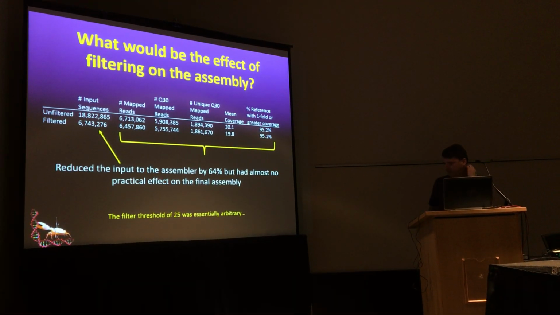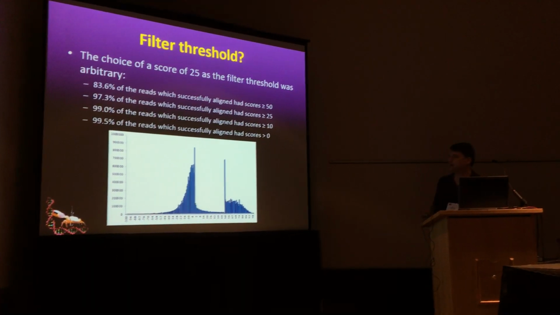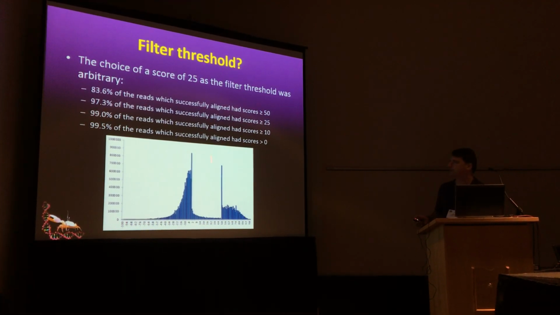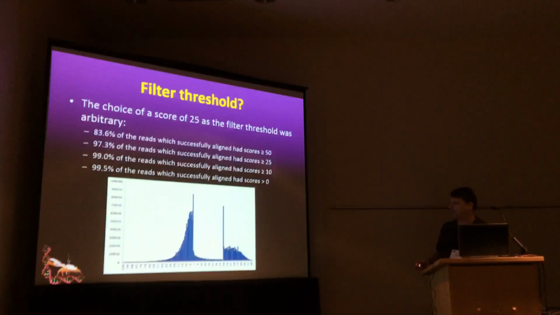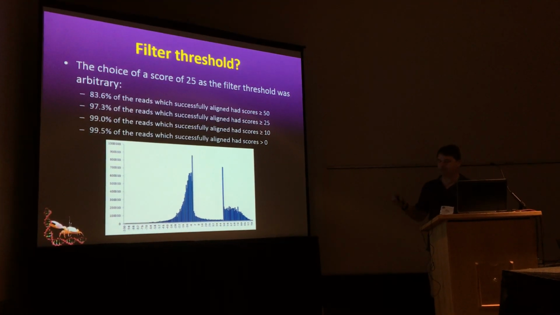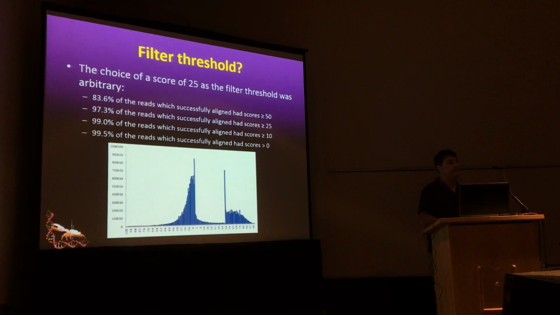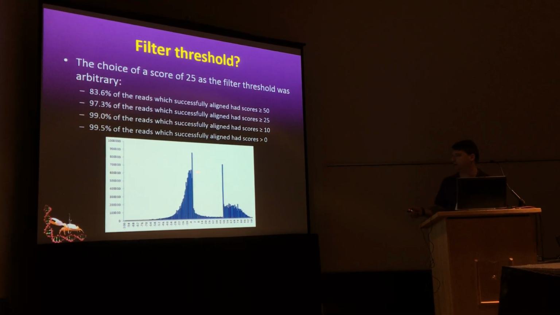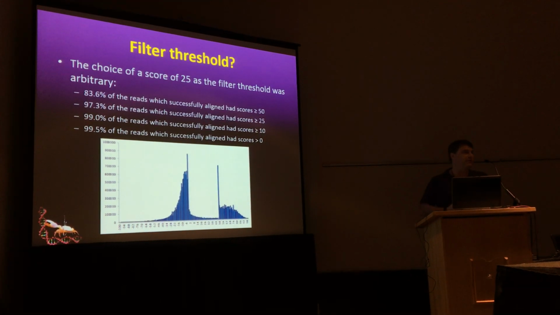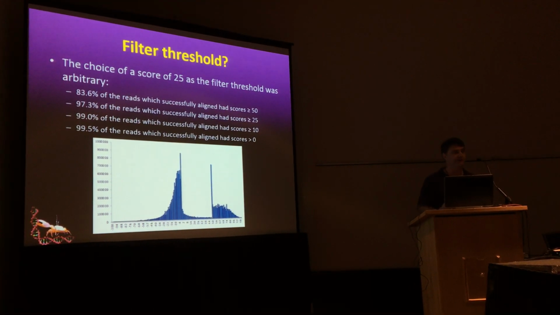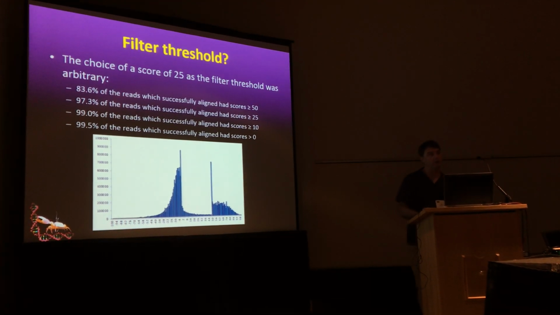Now 25 was completely arbitrary. If we go back to this graph and look at it, we can see that about 84% of the reads that successfully aligned had scores of 50 or greater. 97% were at that 25 mark, 99% of the reads that are going to assemble have scores greater than 10, and 99.5% had positive scores. I mean, if we set the filter to positive scores, we're still getting rid of a vast amount of the stuff that isn't going to do any good anyway. And so from a general standpoint in terms of pre-assembly filtering, it seems like this approach will work.